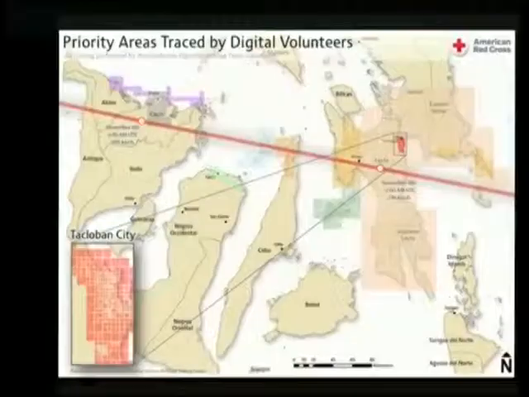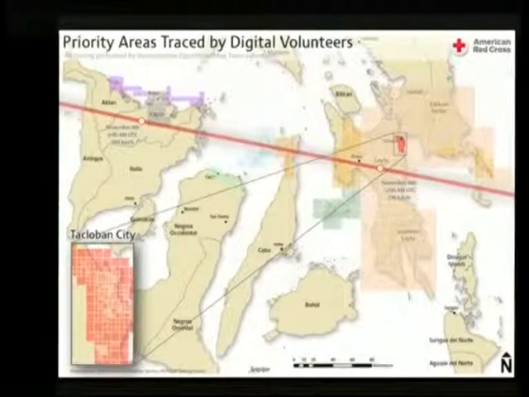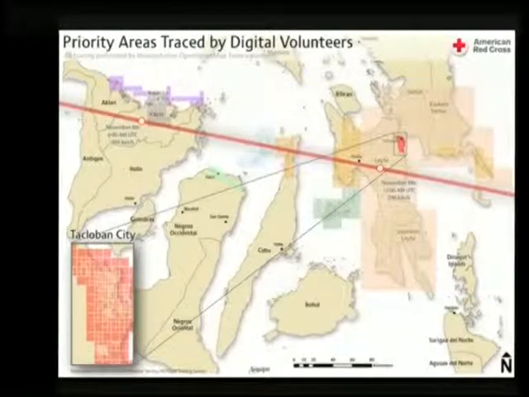And here's an example of one of the products that was created that didn't exist before. This was made by the American Red Cross, and what it was looking at was all the buildings that had been traced from OpenStreetMap, and then a damage model was combined to try to estimate where the buildings were the most damaged in Tacloban. And here's another product, just looking at where the priority areas were that were traced.